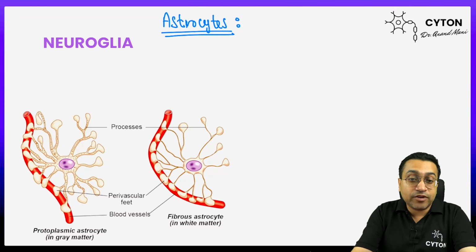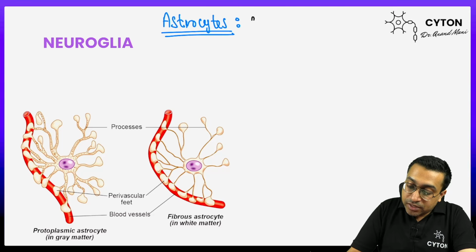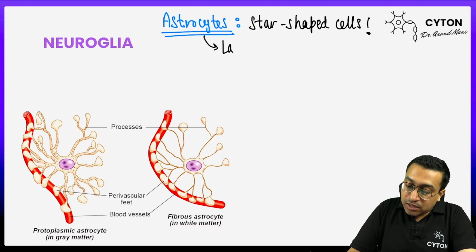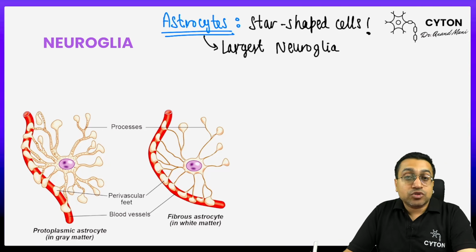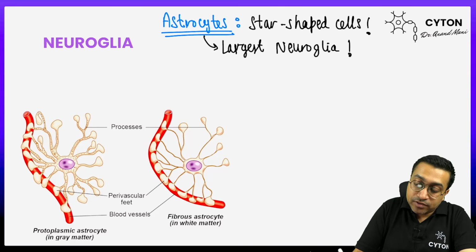Now astrocytes, basically, as you can imagine the name, astrocytes, they are star shaped cells. Very important, you can write, they are the star shaped cells. And also they are the largest neuroglia. So that makes it very important for the MCQs as well as viva.